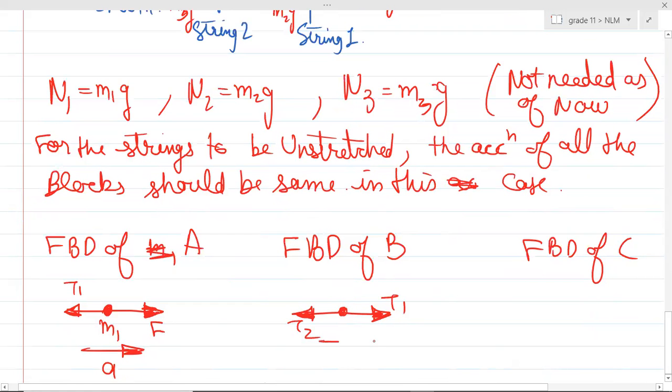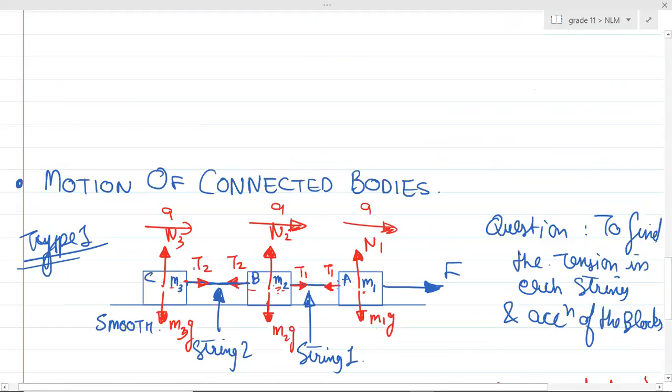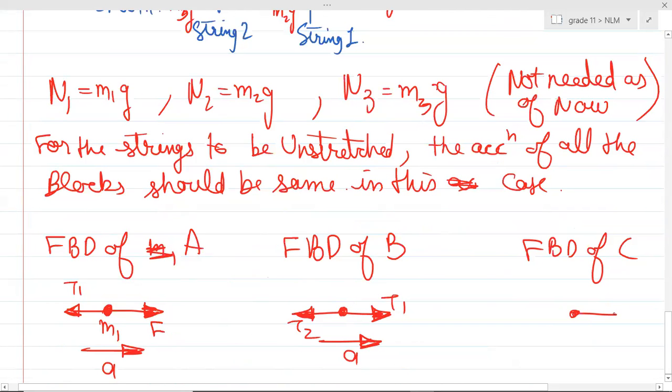And this is going in this direction with an acceleration. Now what about C? On C there is only this T2 which is acting towards right. So can you see this T2? Only this T2 is moving the object towards the right.